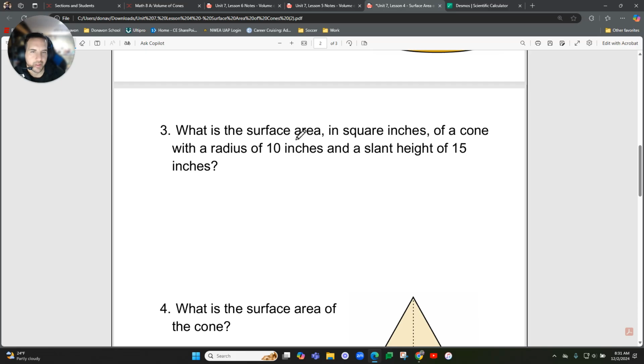We actually have a different one here, but again, it gives us the two pieces we need. It gives us the radius and the slant height. Just as a reminder, the formula is 3.14 times the radius squared, so 10 squared, plus 3.14 times the radius, which is 10, times the slant height, which is 15.